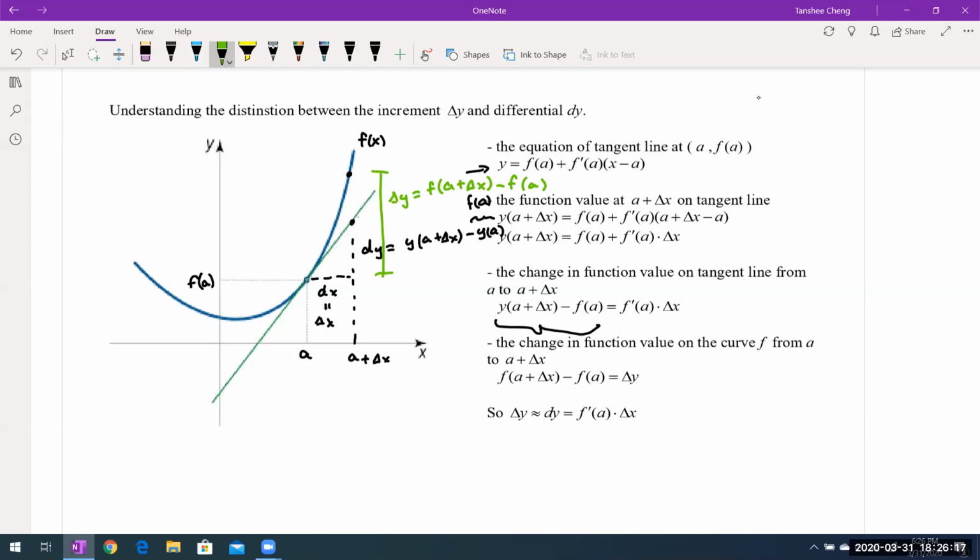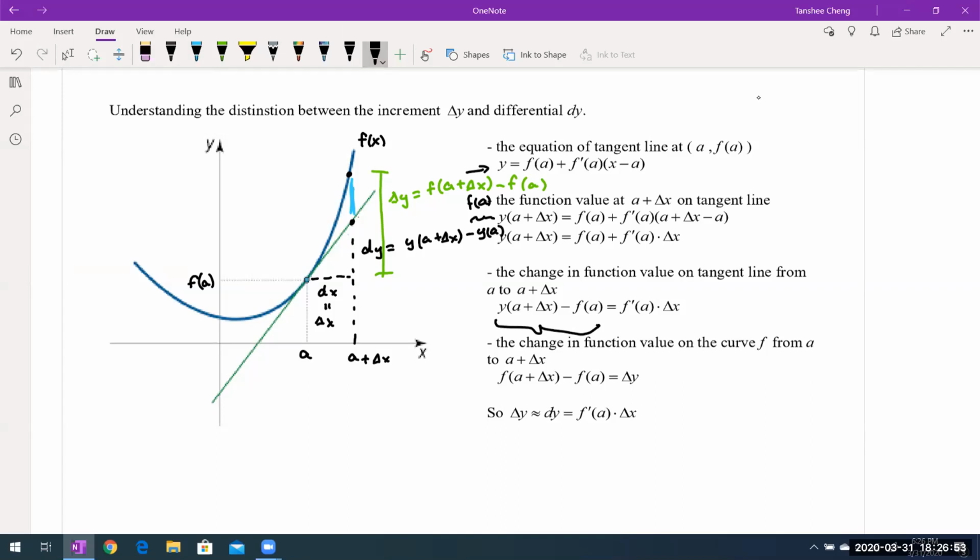So you can see that there is a gap, right? There is a gap between this dy, the differential of y, and delta y. Here's the gap that we are talking about right here. And if you can minimize that, then our approximation will be better, right? So therefore, now what I can talk about is the change in the function value on the curve of f from a to a plus delta x.